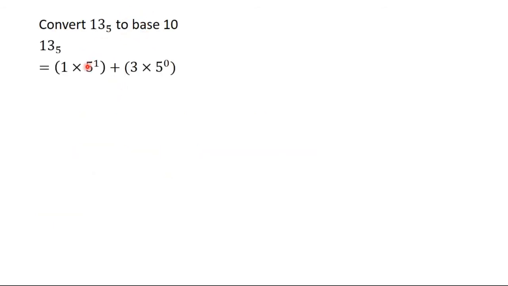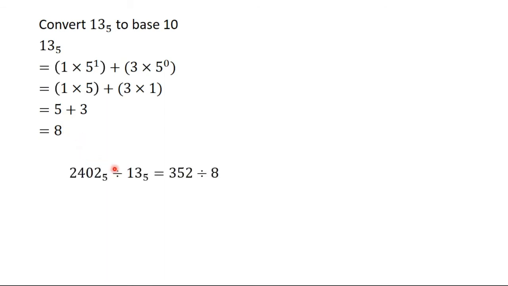So in converting 13 to base 5, you are going to have 1 times 5 exponent 1 plus 3 times 5 exponent 0. So you multiply 1 with 5, you multiply 3 with 5. Then we order the bases, so 0, 1. Now this is going to give us 1 times 5 plus 3 times 1, and you add everything, you are going to get 8. So we can see clearly from here that 2402 base 5 in base 10 is 352. 13 base 5 in base 10 is 8.